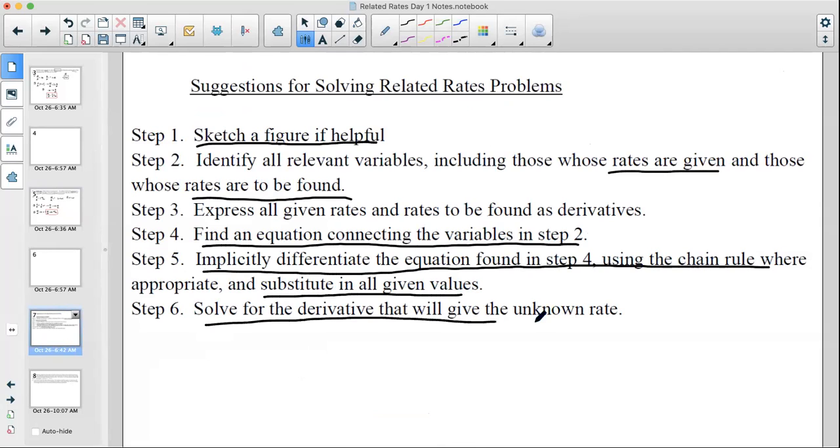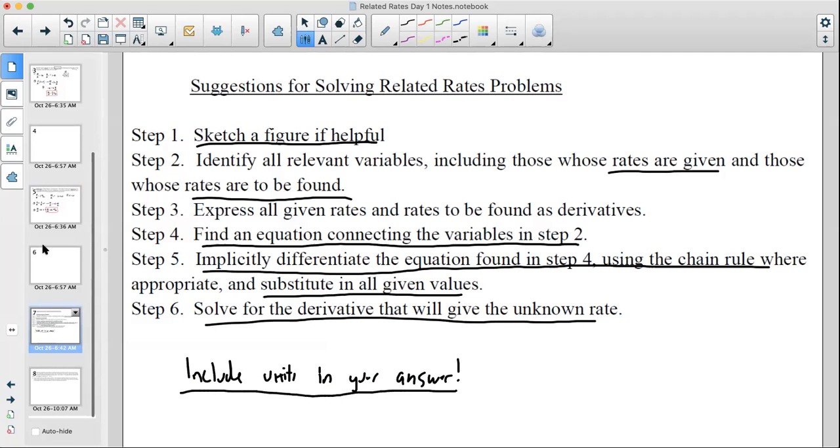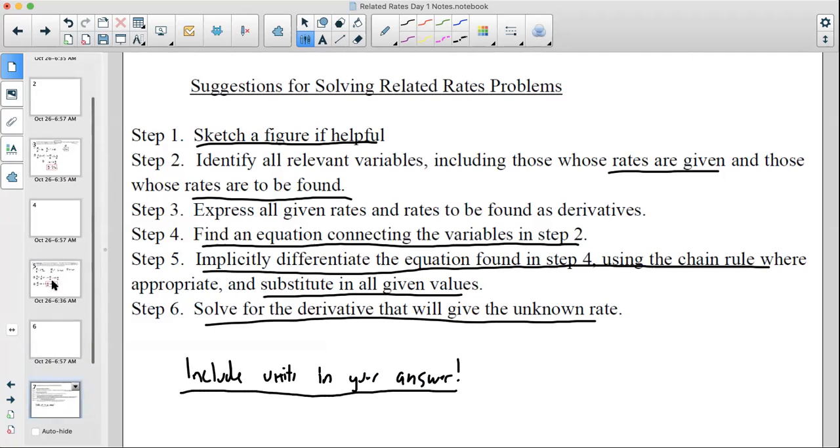And then remember, I said I want you guys to include units in your answer. This is important. I'll tell you right now, there's going to be points on every problem that we do with these for the units, and I'm going to take off every time you don't put them on there. So make sure that you do.